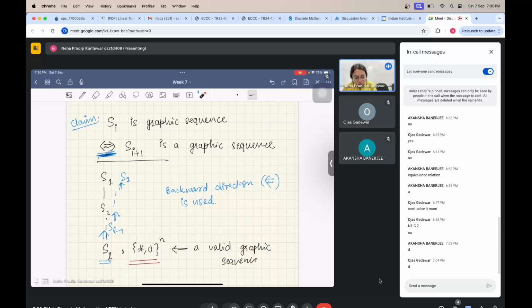Right. So I want to prove the forward direction of this claim. That is, I want to say that Si is a sequence which is graphic. Then I want to show that Si plus 1, which is the sequence obtained after one step of Havel-Hakimi, is a valid graphic sequence. So how would you prove this statement? Can we prove it by contradiction?